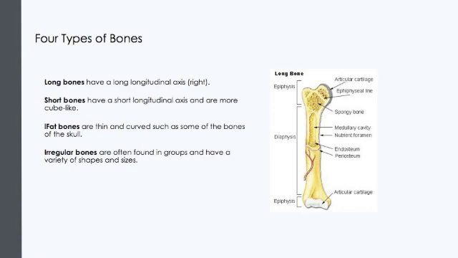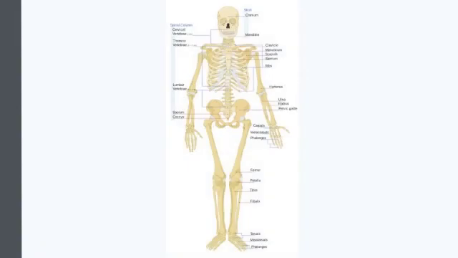Moving on, you need to be aware of four types of bones. Long bones that have a longitudinal axis, that's shown in the cartoon on the right. Short bones that have a short longitudinal axis and are more cube-like. Flat bones, which are thin and curved, such as some of the bones of the skull, and irregular bones, which are often found in groups and have a variety of sizes and shapes. And in this slide, we see an overview of the human skeleton.